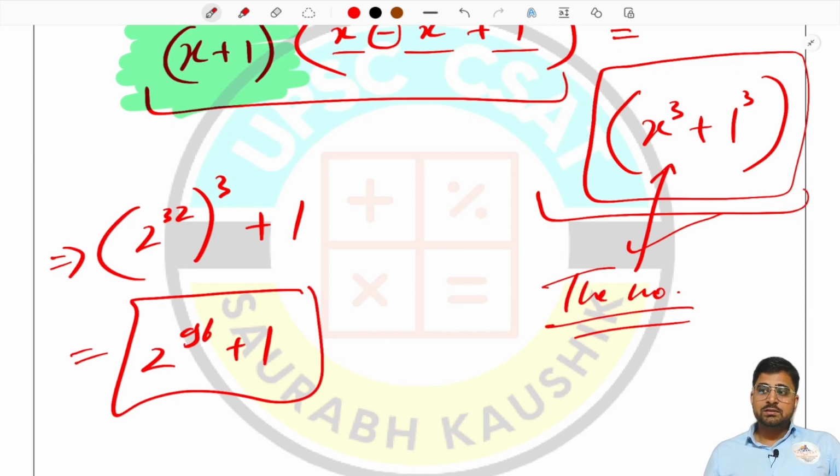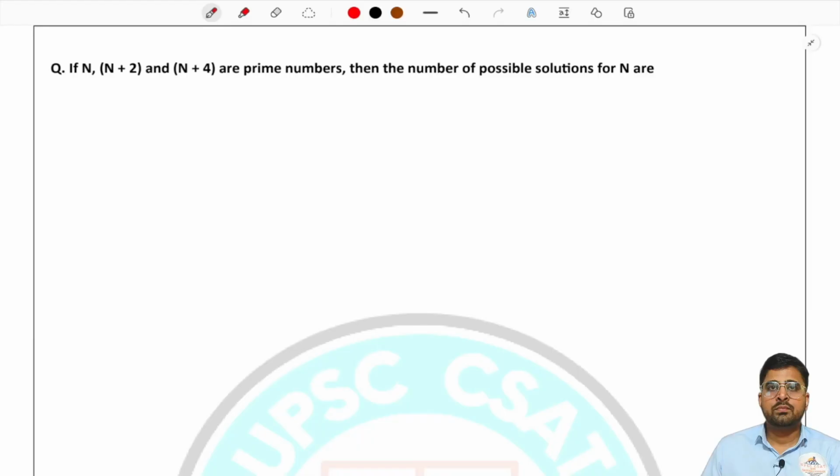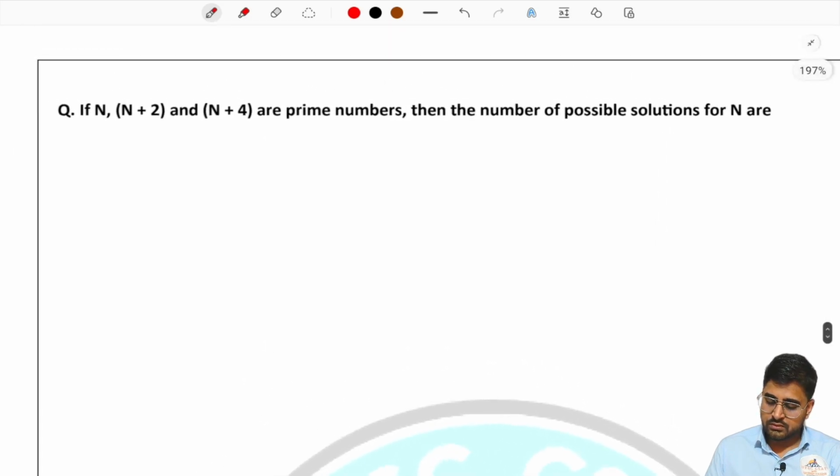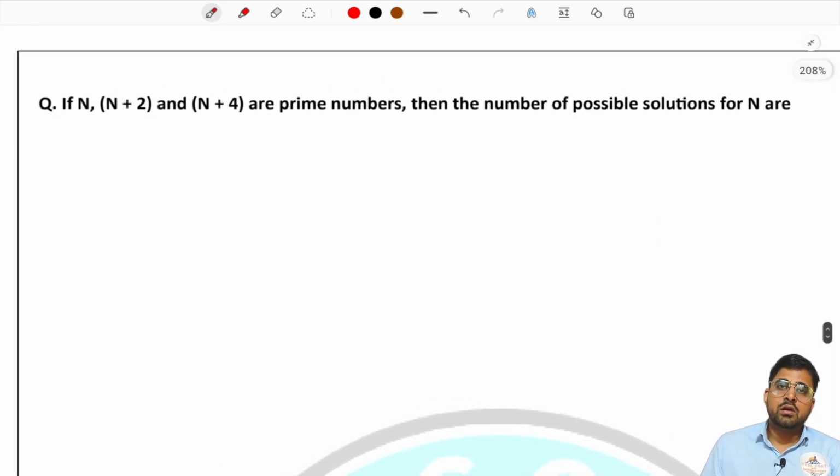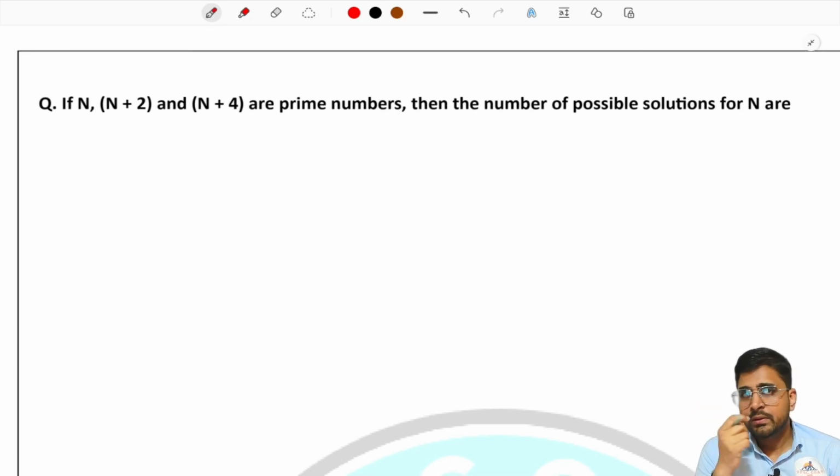The expressions are not useless. Try to apply them. It will help. Don't leave these questions. They are scoring questions. Okay. Let's move ahead. This is again a conceptual question. This kind of question you have to put some values to get the answer.